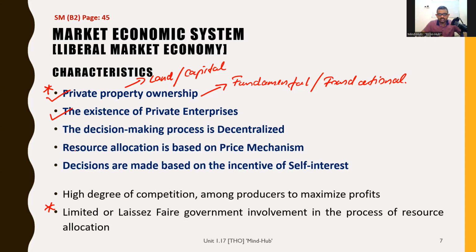The second characteristic is the existence of private enterprise. Now, this is logical, because the private sector owns the property, land and capital. The private sector will provide entrepreneurship. They will hire labor and they will produce goods and services. So, private property ownership and private entrepreneurship. Is that clear?